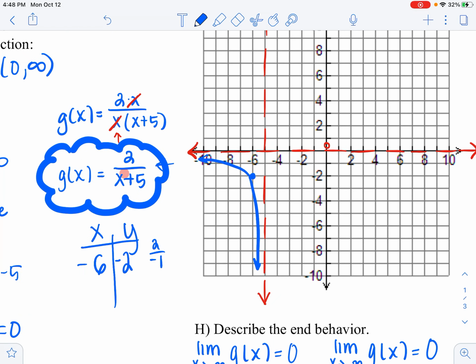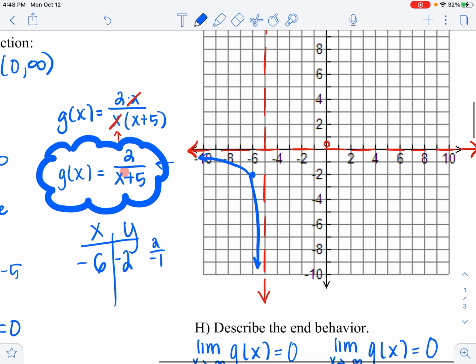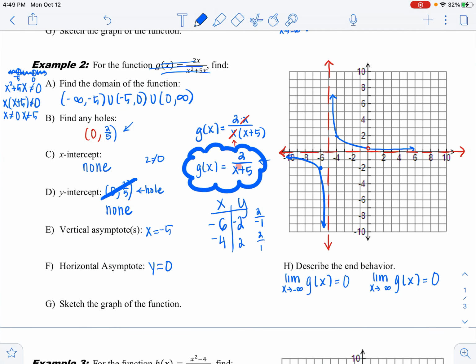Now, I could plug in -4, which is to the right of the vertical asymptote, but I already know that there's a hole in the graph right here, and that means that my branch has to be in that sector right there. But once again, if you want to plug in -4 and see, if I plug in -4, I get 2 over 1, I get 2. So if you want to graph that extra point just to make sure, you can, but once again, it's not required, because you already have that hole over there.